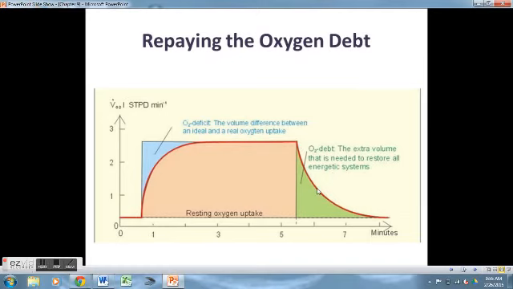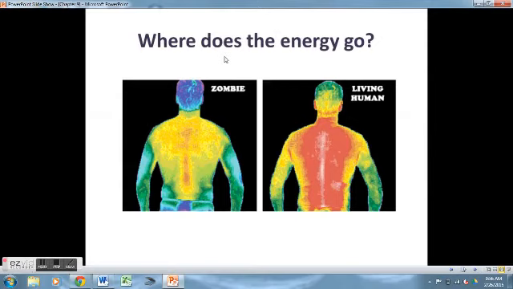So what happens is our respiration rate goes down gradually, because this is where we're repaying that oxygen debt. We're bringing in more oxygen and we're attaching it to that myoglobin in our muscles to allow it to be ready for the next time that we need to tap into that oxygen store.